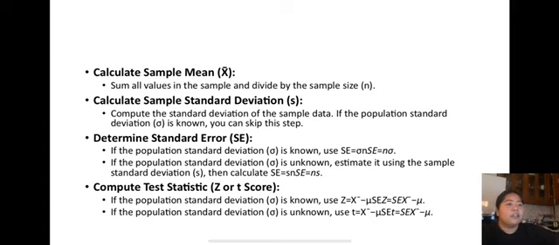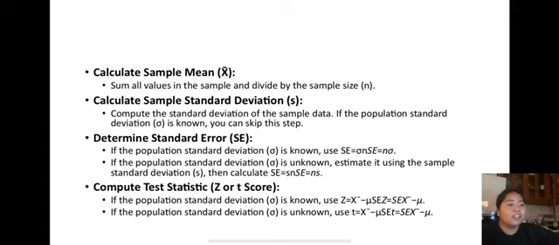Determine the standard error, or SE. If the population standard deviation, or sigma, is known, use SE equals sigma over the square root of n. If the population standard deviation sigma is unknown, estimate it using the sample standard deviation, or s, then calculate SE equals s over the square root of n. Compute the test statistic, or z-score.